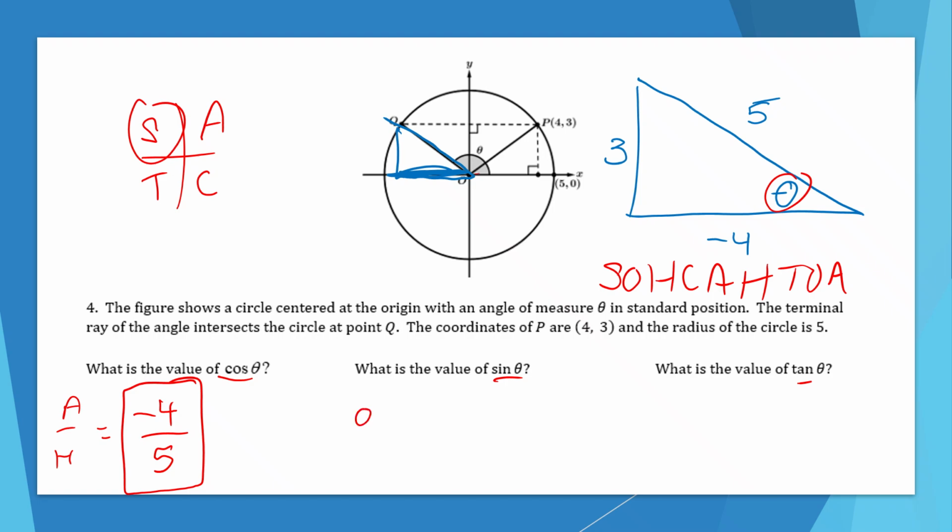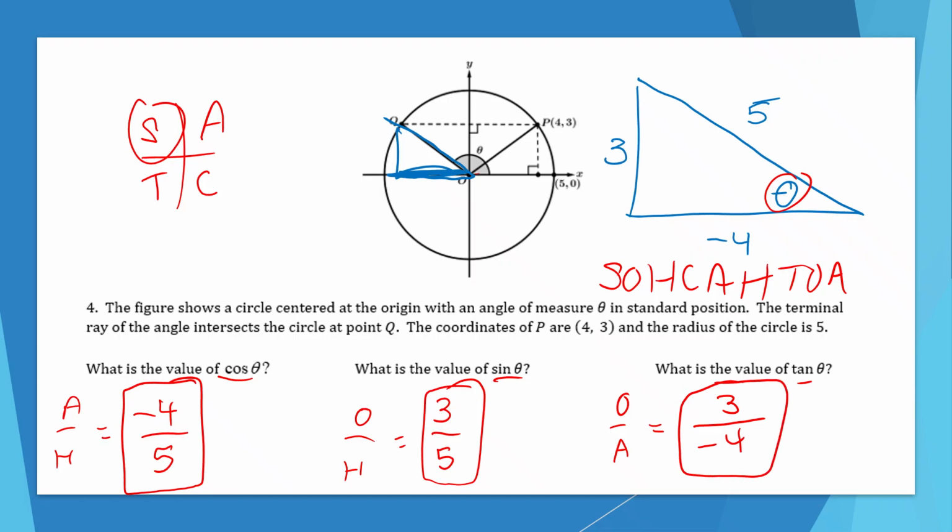Sine is opposite over hypotenuse. For this triangle, our opposite side is 3 over 5, both of which are positive. So sine is positive, so that makes sense. And then tangent is going to be opposite over adjacent. Our opposite side is 3 over -4. So -3/4 is going to be our value for tangent there, right?